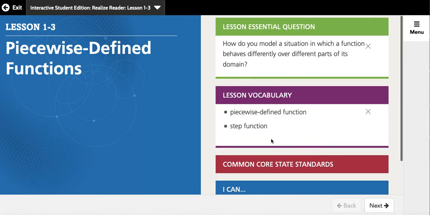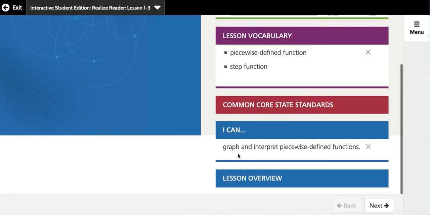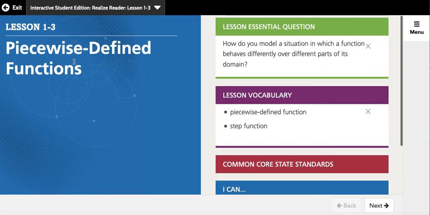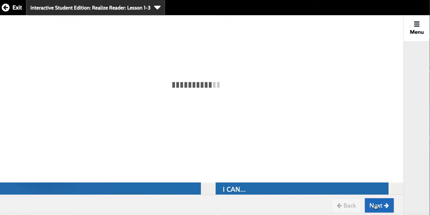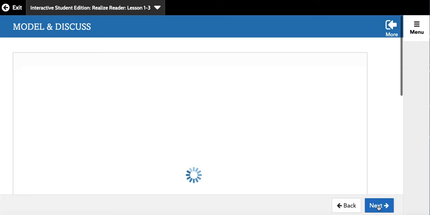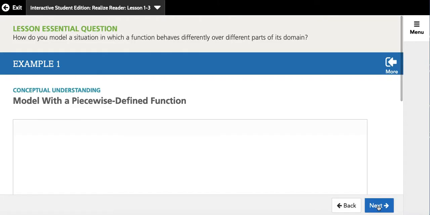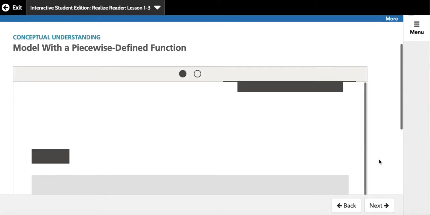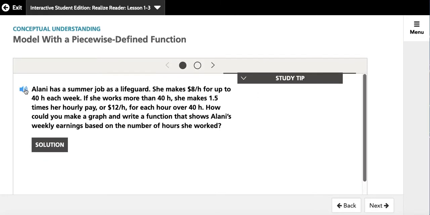Piecewise defined function and step function are the two vocabulary terms, and in the end you'll be able to graph and interpret piecewise defined functions. I mean, that's what this section is all about. Skipping over the model and discuss, we'll go to example 1. Model with a piecewise defined function. Let's see what they have for us.